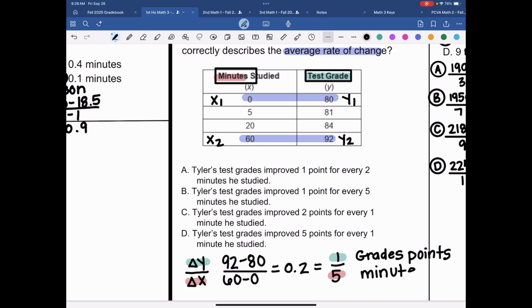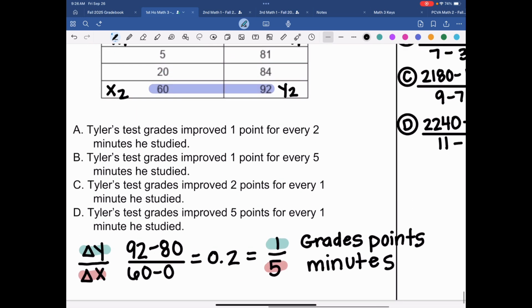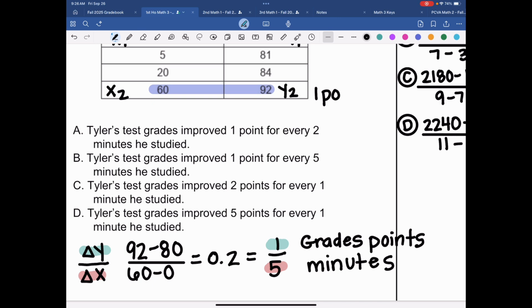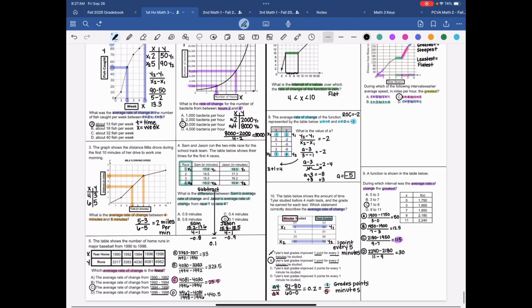So basically what we're going to be saying here is it's 1 point every 5 minutes. So you got to be able to look back at your table and make sure you know what the context is for the x and what the context is for the y. So this says 1 point, and this says every 2 minutes. So that's not what we're looking for. That's out. This says 1 point every 5 minutes, which is exactly what we're looking for. So the answer here is B. All right, if you have any questions about this, just let me know.